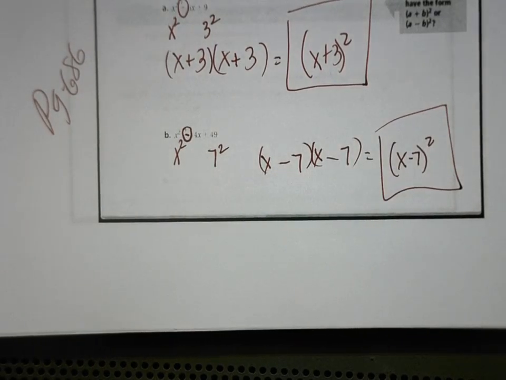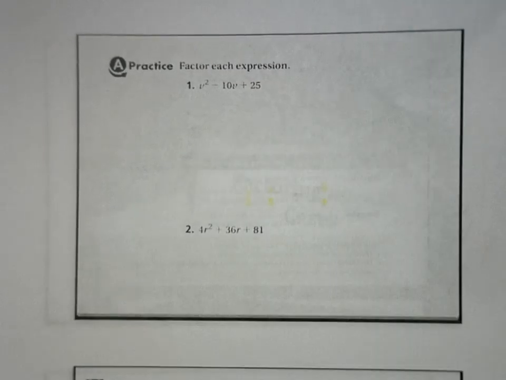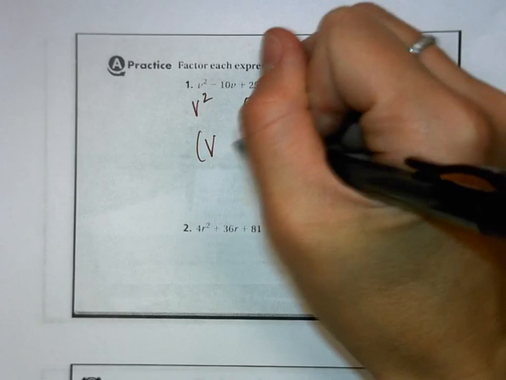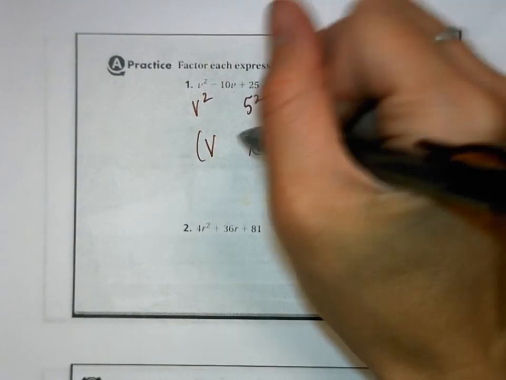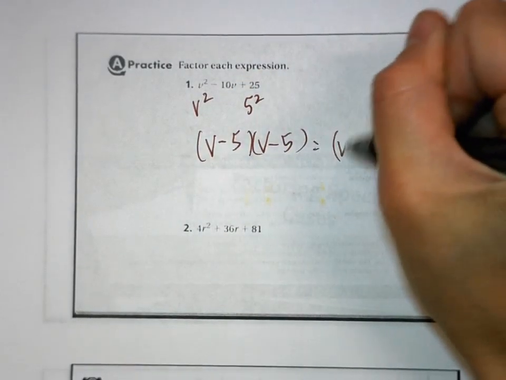Okay, I want you to try practice problem number 1 on your own, still on 686. Okay, so how do I write 25 as a square? That means we make our parentheses, and we're going to have a v in front of both of them and a 5 at the end, and both of the signs will be negative. So we're going to write that as v minus 5 squared.